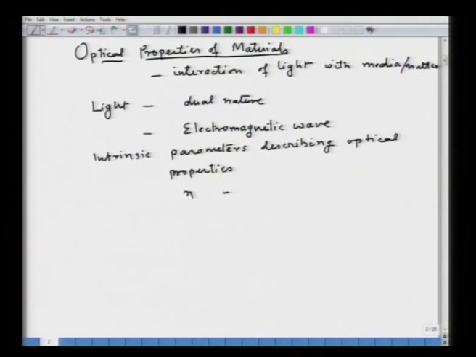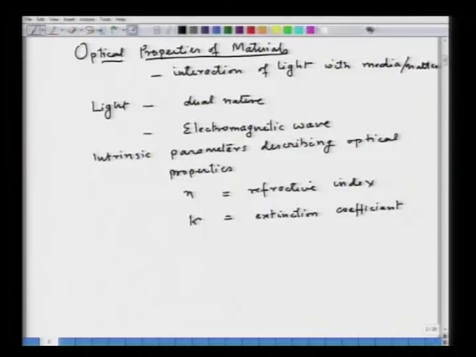n, which is what we call refractive index. Or k, which is what we call extinction coefficient. Remember, we have used this parameter k earlier for wave vector or crystal momentum of electron, and that is why I have designed this particular k, which is extinction coefficient, with slight tilde on the top, so that we can distinguish between the two parameters.